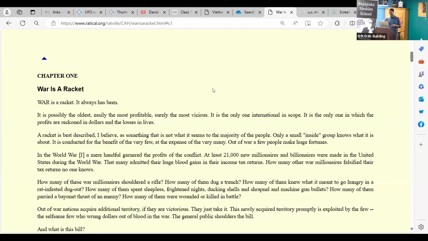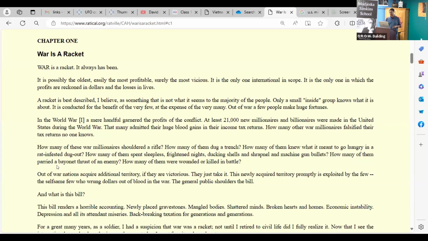And as he goes on to say later on, how many of these war millionaires from the Great War shouldered a rifle? How many of them dug a trench? How many of them knew what it meant to go hungry in a rat-infested dugout? How many of them spent sleepless, frightened nights ducking shells and shrapnel and machine gun bullets? How many of them parried a bayonet thrust of an enemy? How many of them were wounded or killed in battle?